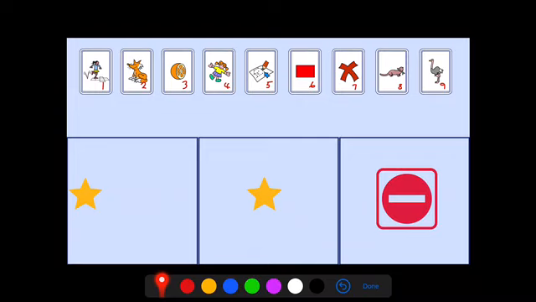Let's go over them. One. Hop. Two. Fox. Three. Orange. 4. Doll.